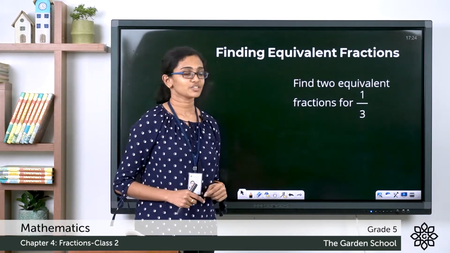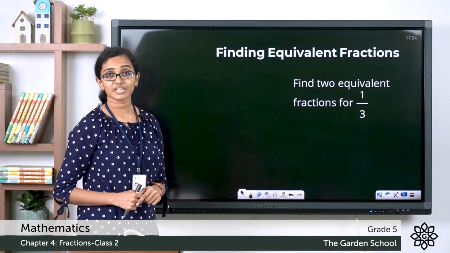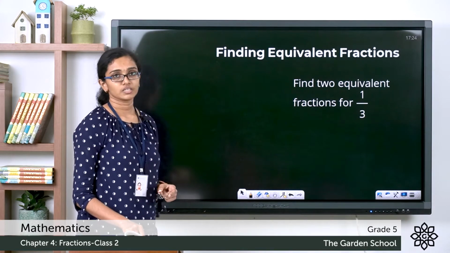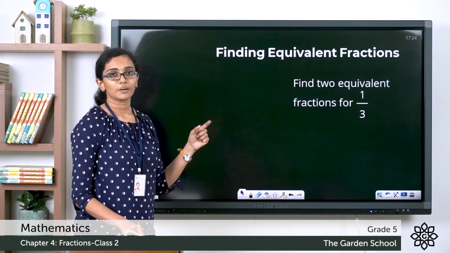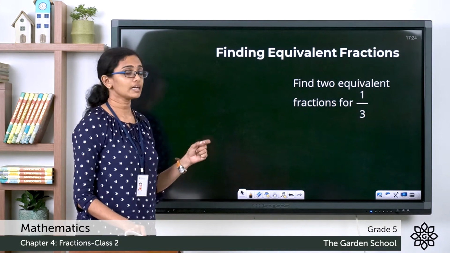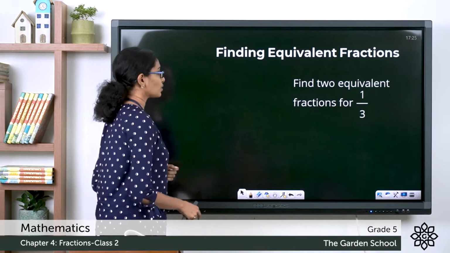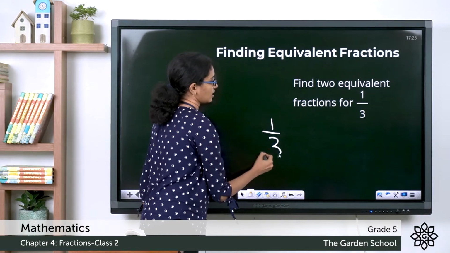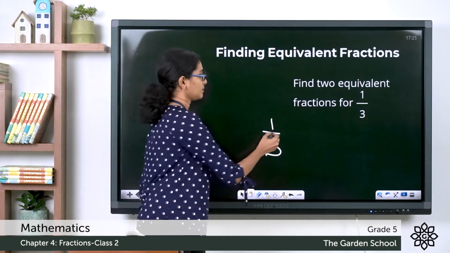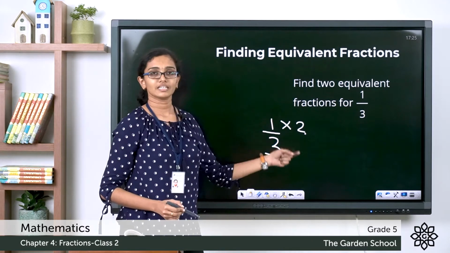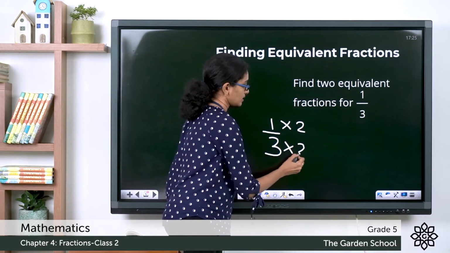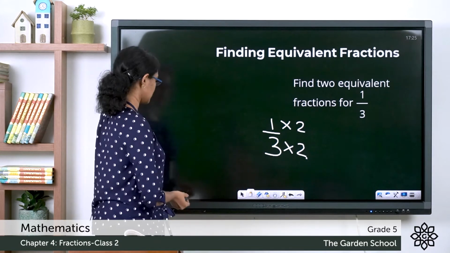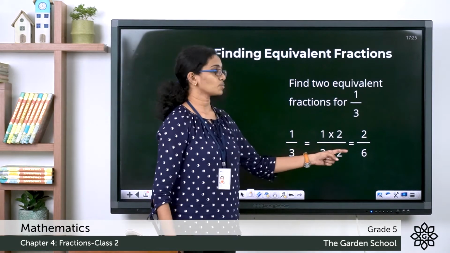Find two equivalent fractions for 1/3. So, what is the fraction that we are given here? 1/3. We are going to find a few equivalent fractions possible for 1/3. Let's see how we can do that with multiplication. I am going to multiply both the numerator and the denominator by the same number. I multiply the numerator 1 by 2 and the denominator 3 also by 2. So, here it is 1 into 2 by 3 into 2. What is 1 into 2? It is 2, and 3 into 2 is 6.